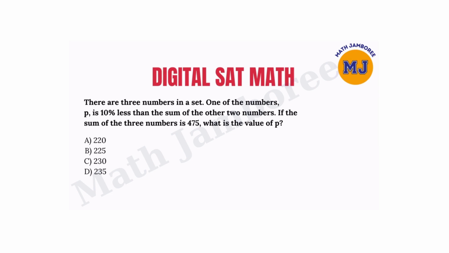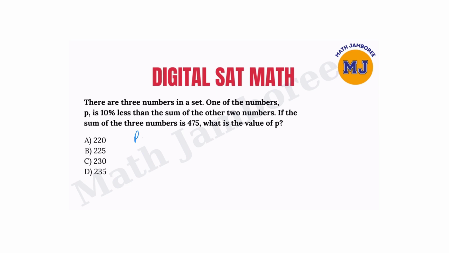We have another digital SAT math type of question from the topic of percents. Let's solve it together. There are three numbers in a set. One of the numbers, P, is 10% less than the sum of the other two numbers. If the sum of the three numbers is 475, what is the value of P?